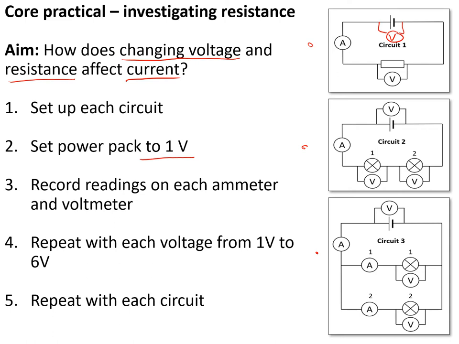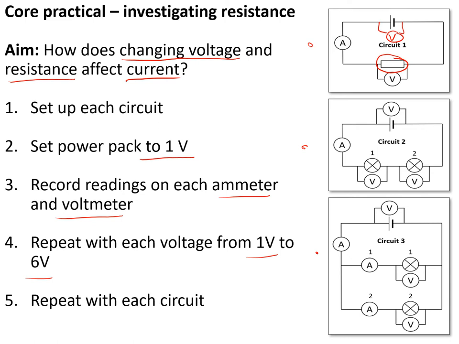and then we recorded the readings on each of the ammeters and the voltmeter, and we repeated that with each voltage from 1 volt up to 6 volts, and we repeated it with each circuit, and we also used those readings to calculate the resistance of the circuit too. So in circuit number one, we just simply had a resistor, and we were seeing how the current through that varied as you increased the voltage.